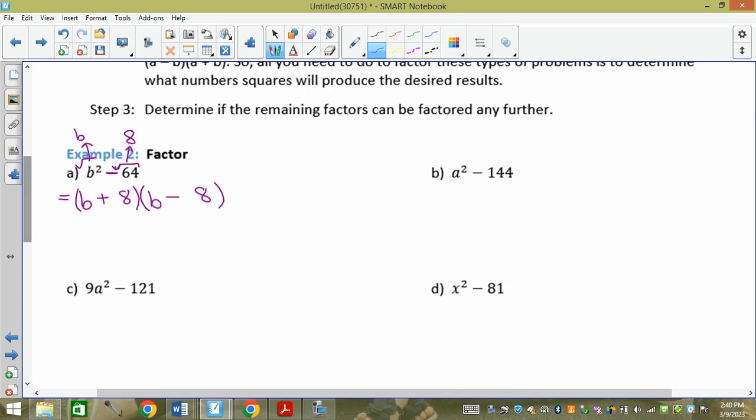Is the next one a difference of squares? It has to follow two things to be a difference of squares. It has to have a minus sign in between. Does it have a difference sign? Yep. And are they squares? Yes. Square root of a squared is a. Square root of 144 is 12. So I get a plus 12, a minus 12.